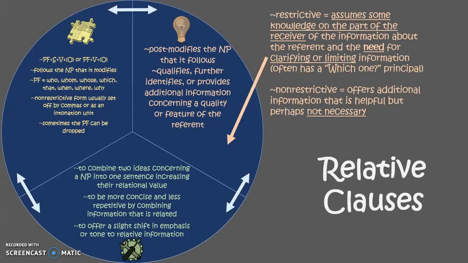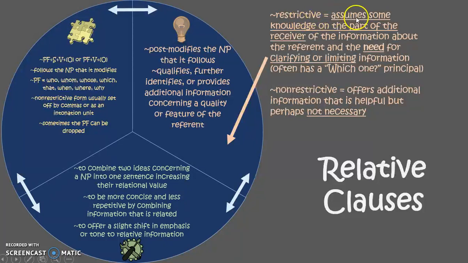Okay, next, looking at what a relative clause means. What meaning does it bring? Well, it post-modifies the noun phrase that it follows, and it does that by qualifying, further identifying, or providing additional information concerning a quality or feature of the referent, the noun phrase that it is modifying. There are two categories or subtypes. One is restrictive relative clauses and the other is non-restrictive relative clauses.